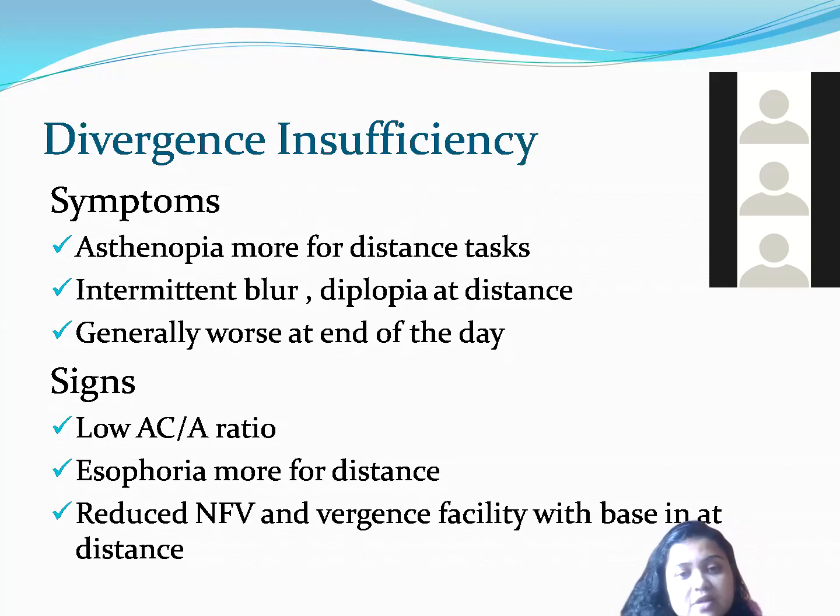Why? Because first my fusional vergence reserve will work. My fusional vergence reserve is working, and it is getting tired at the end of the day. That happens in case of convergence and divergence insufficiency. So in case of divergence, what will happen? My negative fusional vergence reserve will work. I have only this much amount of NFV. So it is working, and it is getting tired at the end of the day.